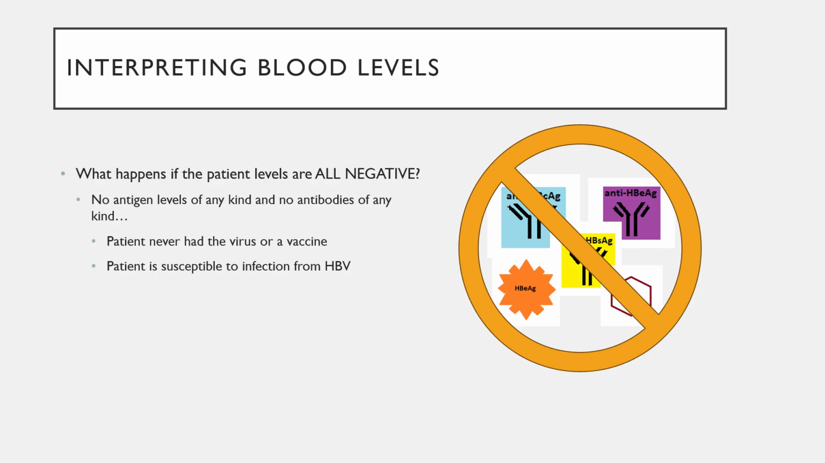Now here's a scenario that is deceptively simple. No antigens, no antibodies, nothing across the board. At first glance, you might think, great, totally healthy. But what this actually means is the patient has never been exposed and has never been vaccinated, which makes them completely susceptible. Immunologically speaking, this person is showing up to a viral gunfight with absolutely no armor.